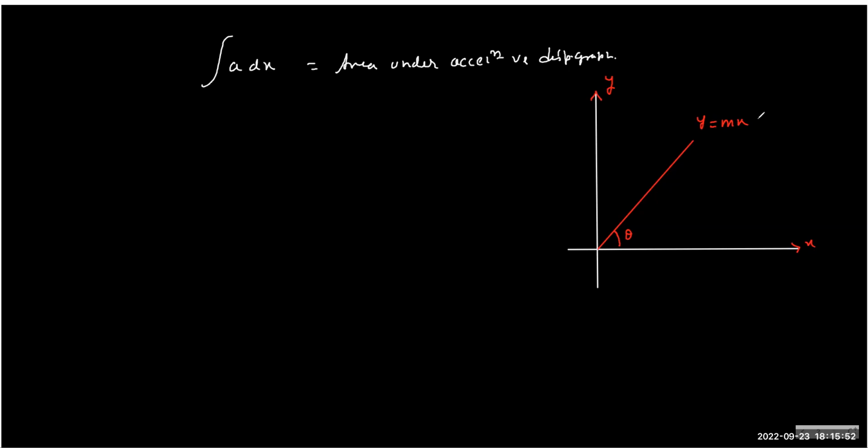And this is the special case of y equals mx plus c, because c is the y-intercept. And if you look carefully, the y-intercept is 0. It is cutting at the origin. So this is 0 value. So that's why it is y equals mx.